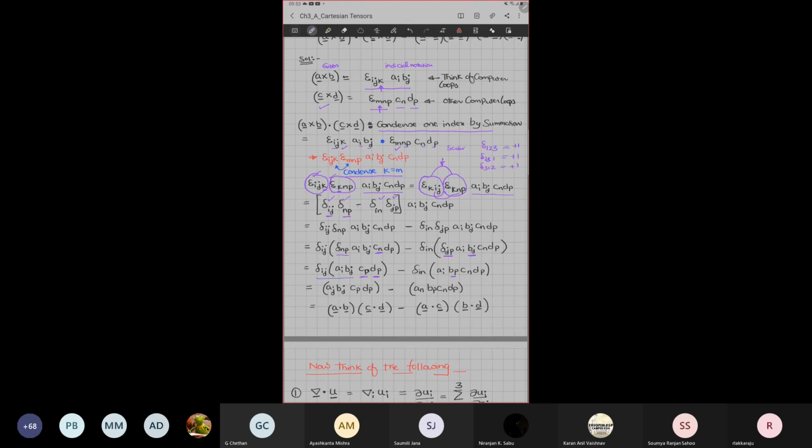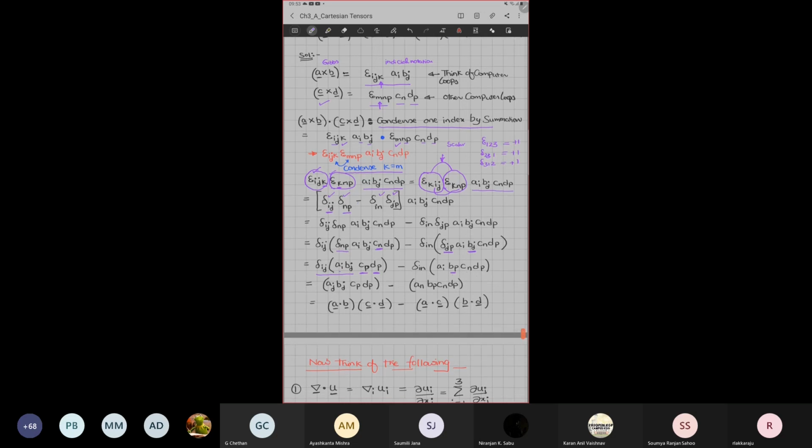Now still there is one delta ij ai bj. So delta ij acting on ai. It can act on any of these because it's just a scalar. I can even do it on bj also. So delta ij ai is aj, bj as it is, cp as it is, dp as it is, minus delta in acts on ai, so an, bp as it is, cn, dp as it is. Now aj, bj, cp, dp. By computational programming, aj bj means already we have condensed in between vectors, that is a dot b, parenthesis cp dp, which is c dot d. An, bp, cn, dp, because it's scalars, an cn is a dot c, parenthesis bp dp, which is b dot d.